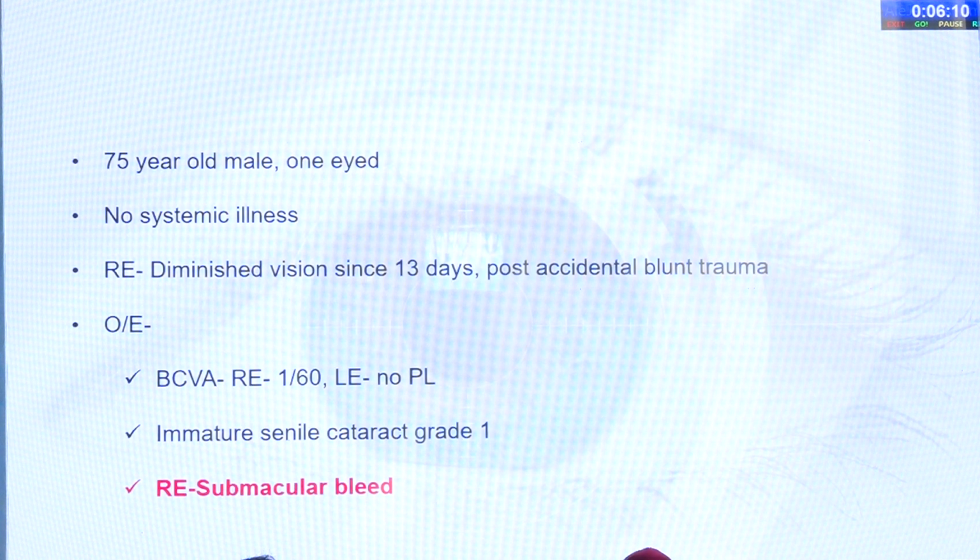Now, this is my case, which has an ambiguous case history.